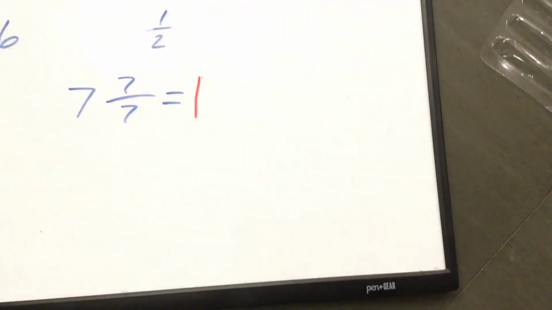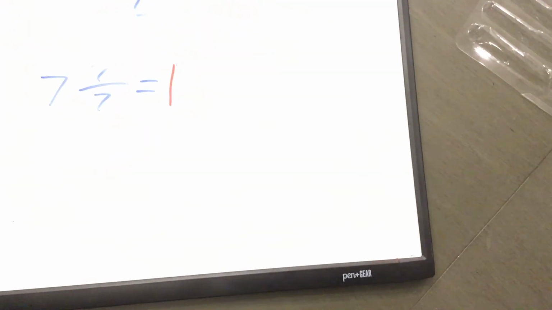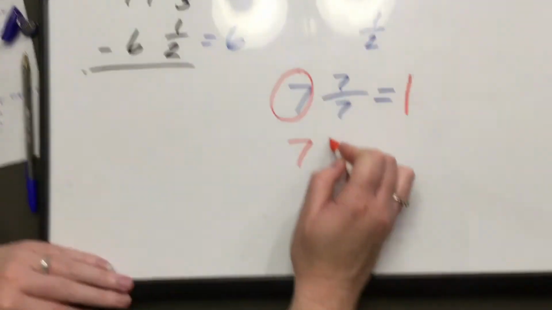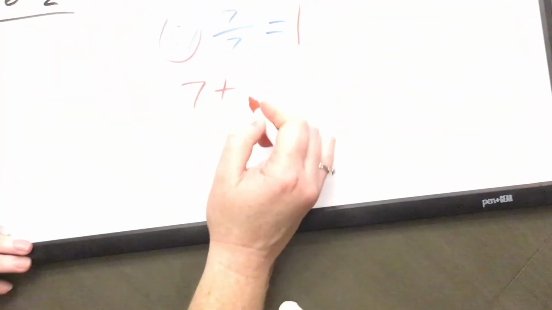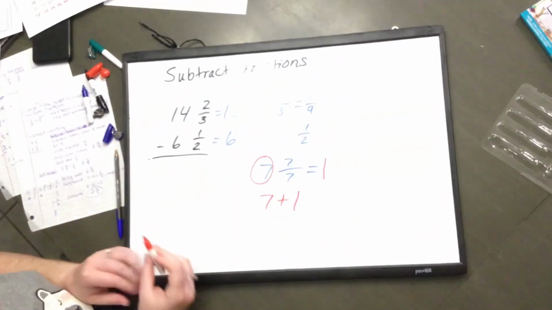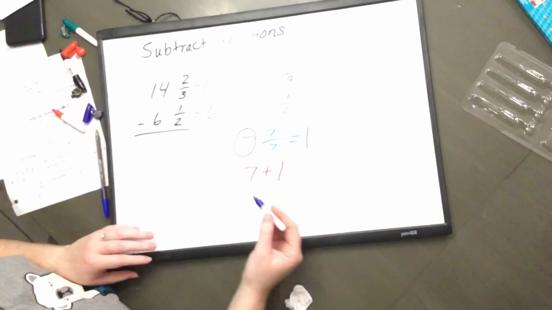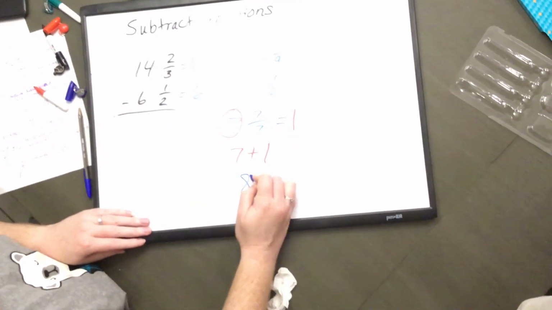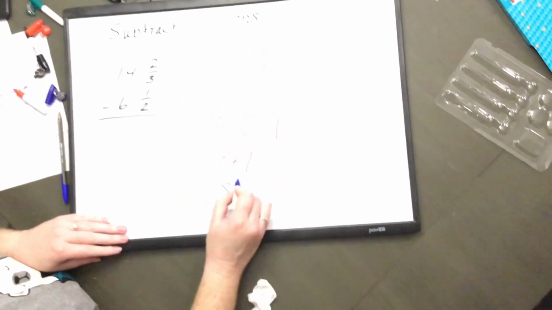So now what we do is we take our whole number 7 plus our 1 that was created from our 7/7, which now equals 8. And this is our answer.